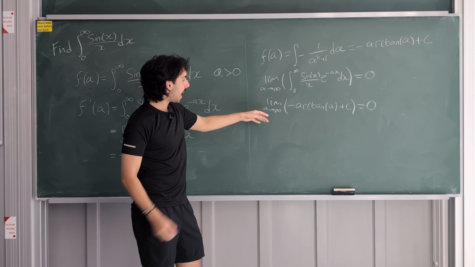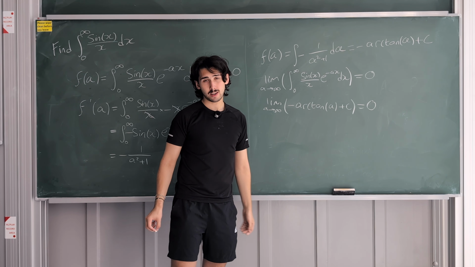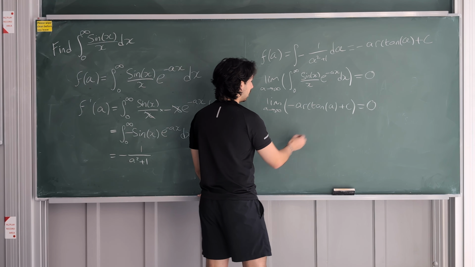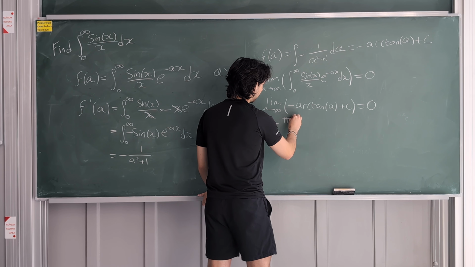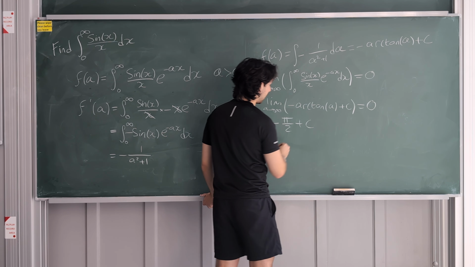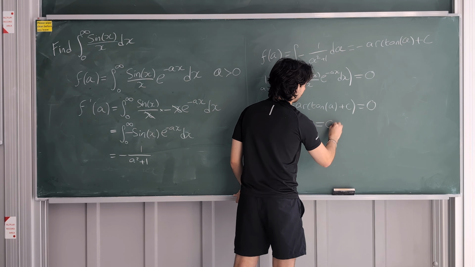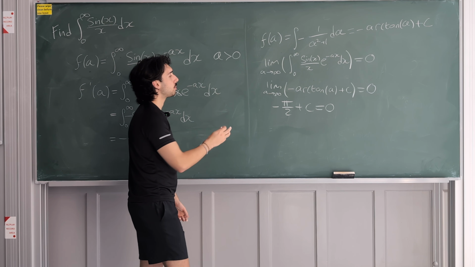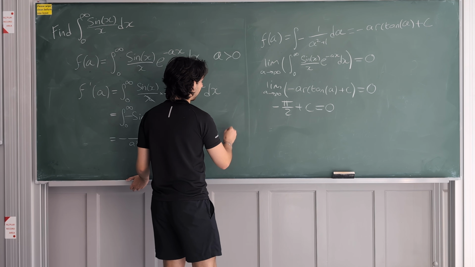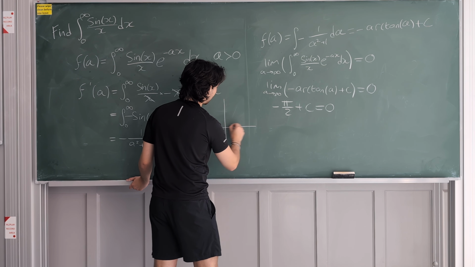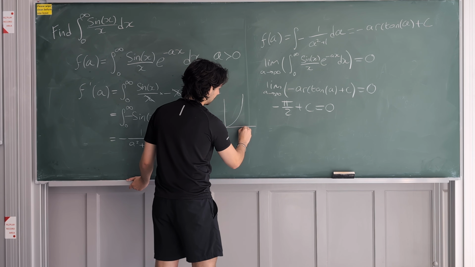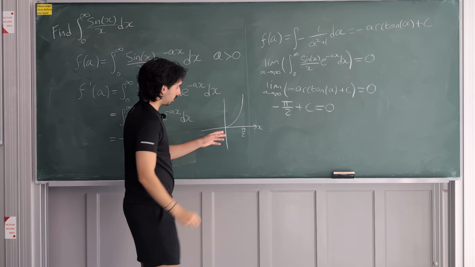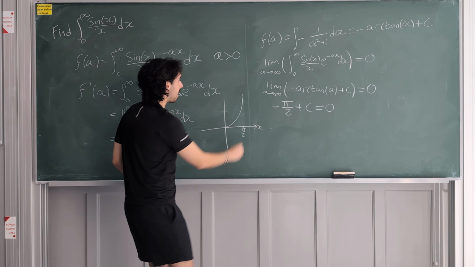Now, the limit as a approaches infinity of arctan of a is a very well-known result. It's pi over 2. I'll explain that in a second, okay? So this is minus pi over 2 plus c, and we know that's equal to 0. Now, a really quick mention of why the limit as a approaches infinity of arctan a equals pi over 2. If you draw the graph of tan, this is pi over 2, I'll just do it with x, okay? This is tan x, just on the interval between 0 and pi over 2, and you have an asymptote here.